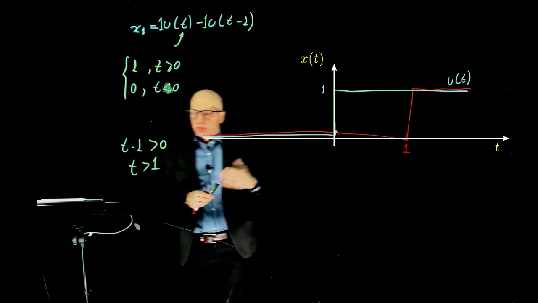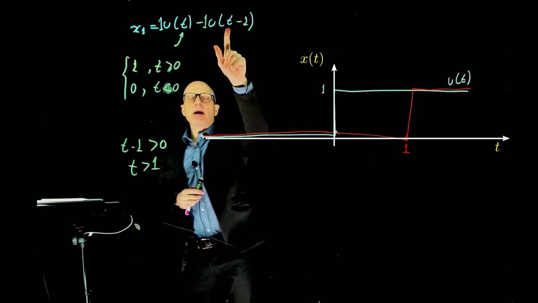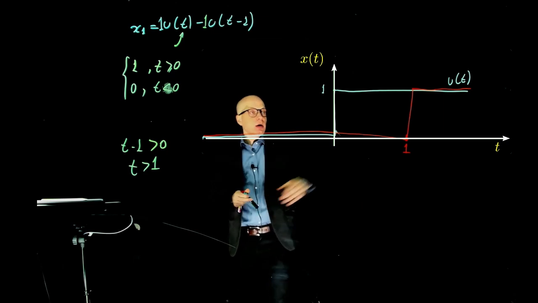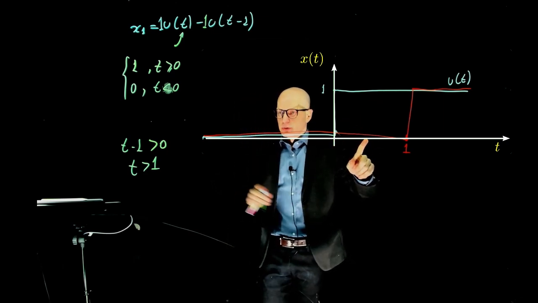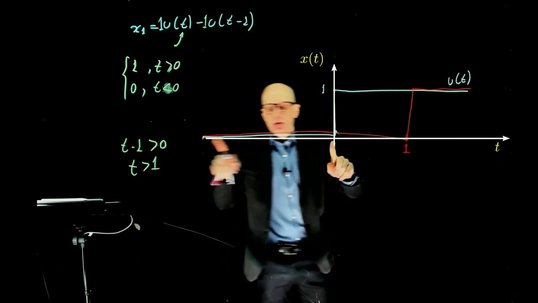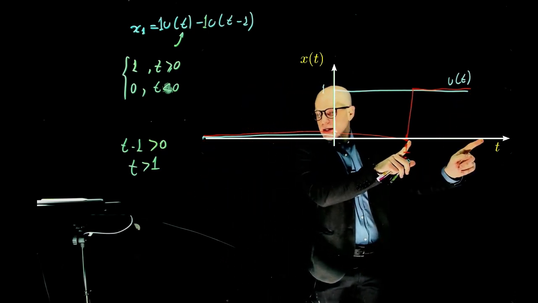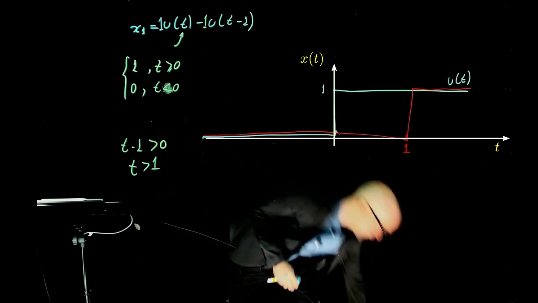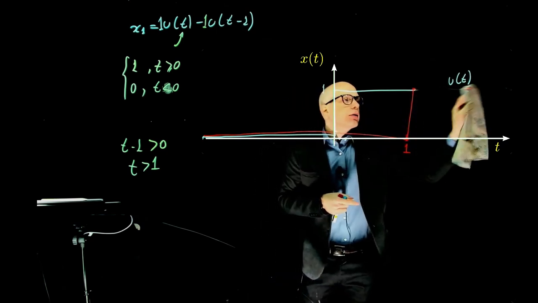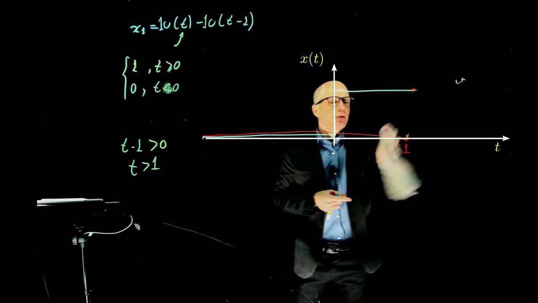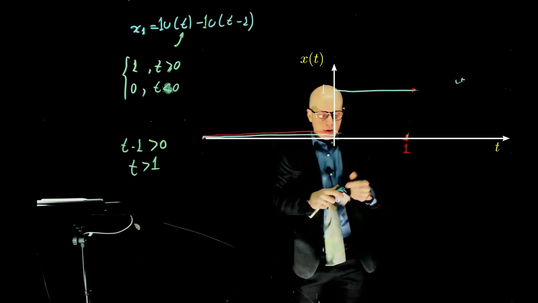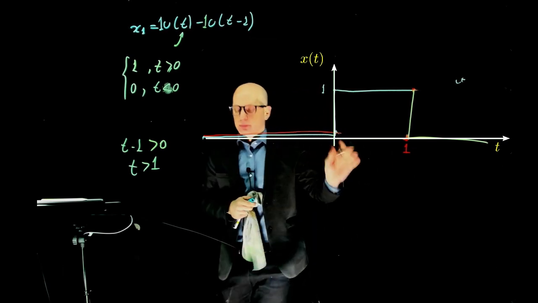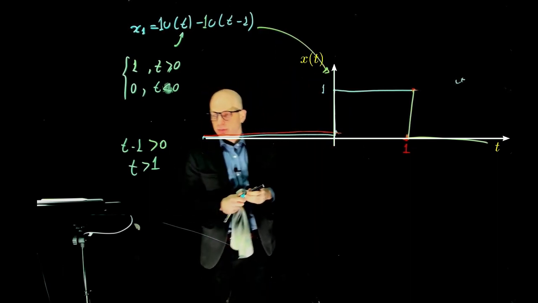We are not dealing with individual functions here. Here we are dealing with u of t minus u of t minus 1. So what is the final result? Well, the final result is now the subtraction of these two curves. So you can see that here it's 0 minus 0, that's 0. Here it's 1 minus 1, that's 0. So the final result is simply a curve that will disappear after time goes past 1. So here the curve simply goes down to 0. And we have the result of that operation there.